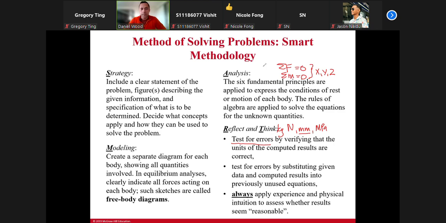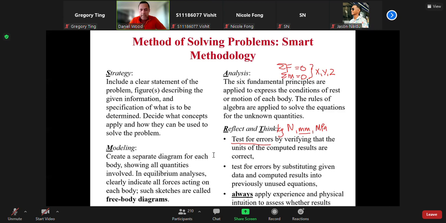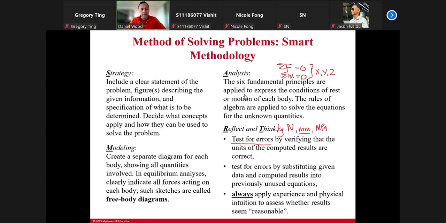No worries. So, yeah, test for errors, test by substituting given data and computed results onto previously unused equations. This is why, guys, I would also advocate, I know you're in first year, but I would advocate you using Excel as a tool to verify your hand calculations. When I worked at Boeing, we would consider hand calculations as being Excel calculations. We would perform all of our hand calculations within Excel.